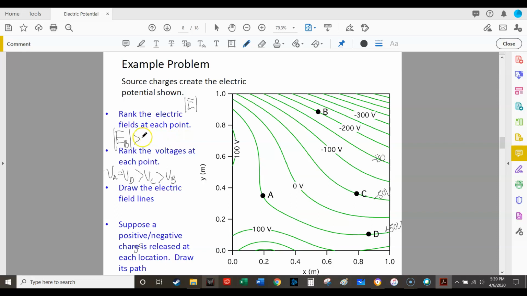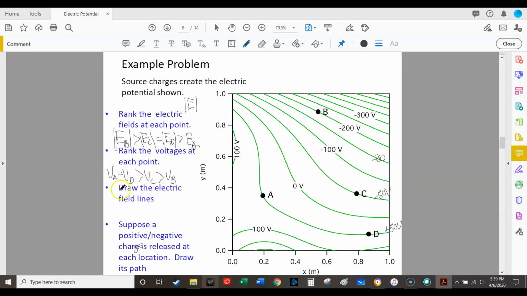And I think last time I thought that C might be just as dense as D. It's really too close to tell for me, so I'm just going to call them equal. D might be a little bit more dense than C, but not by much. And then the electric field at A is the weakest.